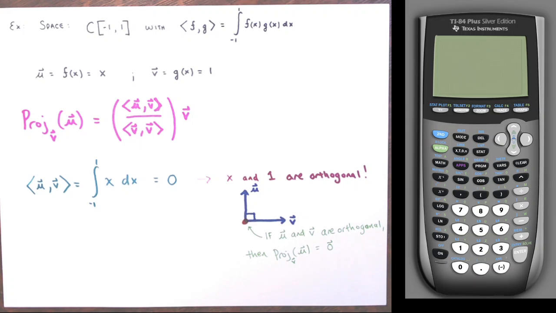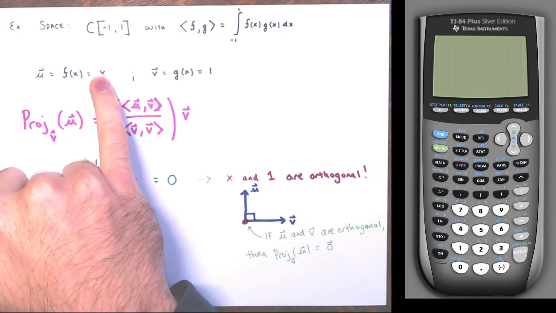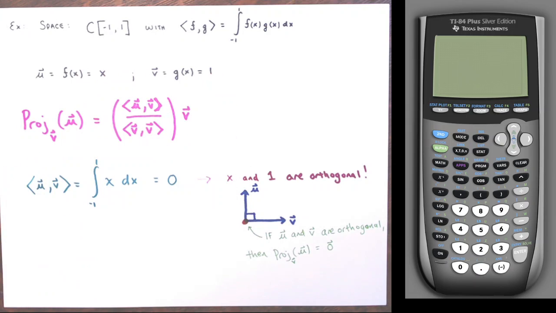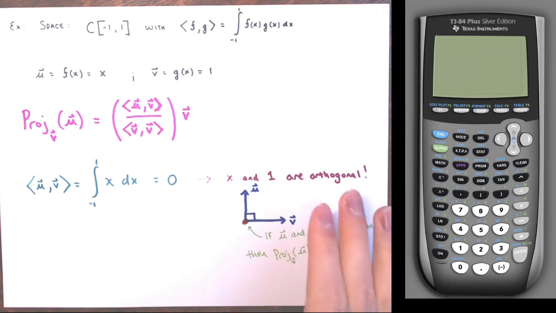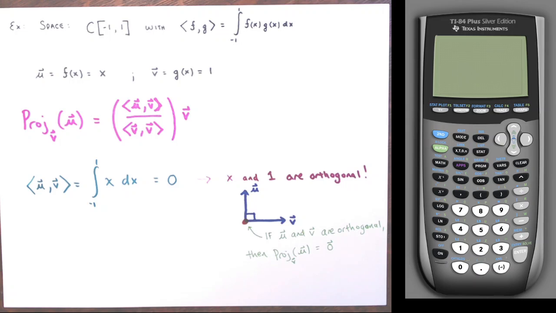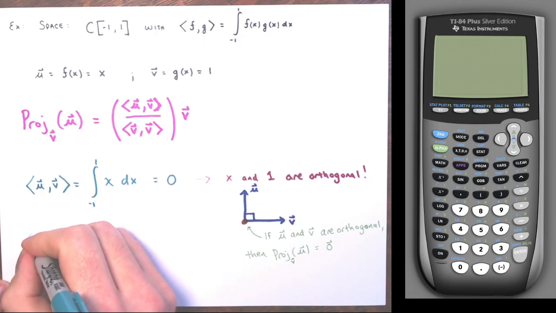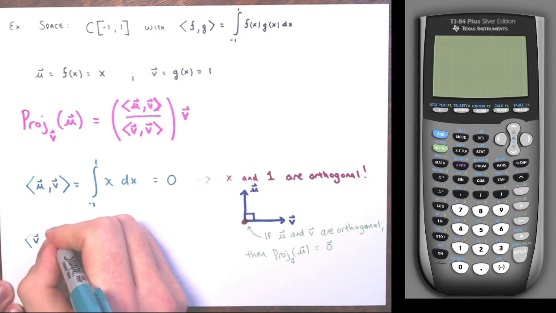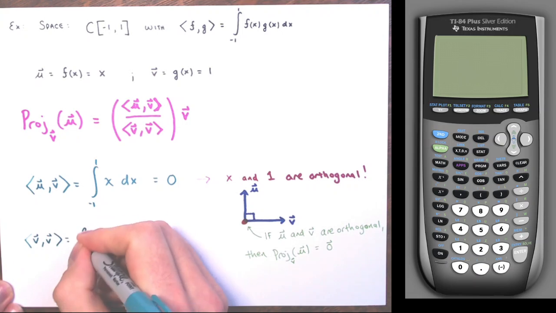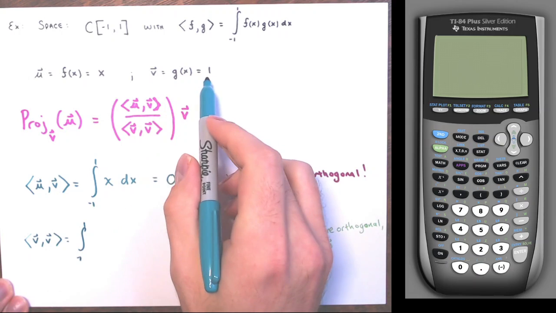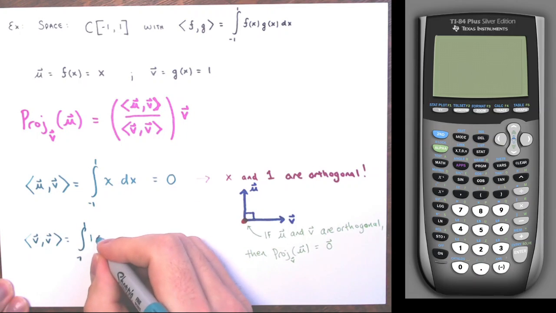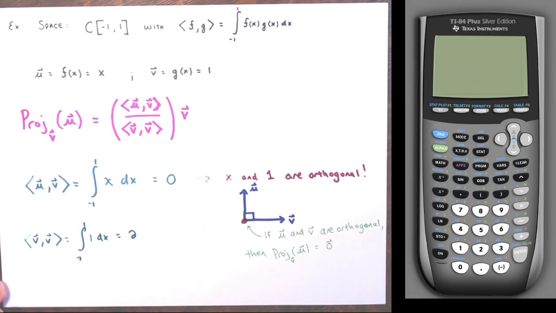So I'm seeing here that the functions f of x equals 1 and g of x equals x are already orthogonal under this inner product. So the projection will be the 0 vector, as we'll see in a second. Right now, let's just finish this off. Take the inner product of v with v. So that's the integral from negative 1 to 1 of 1, and that would be 2. Antiderivative is x, and then you plug in 1, plug in negative 1, subtract.